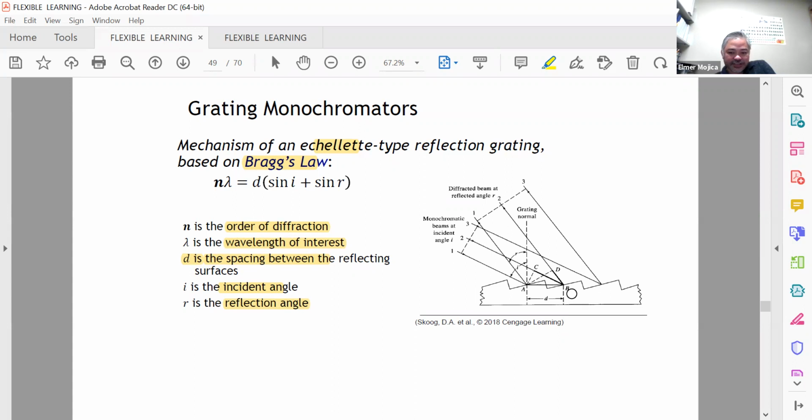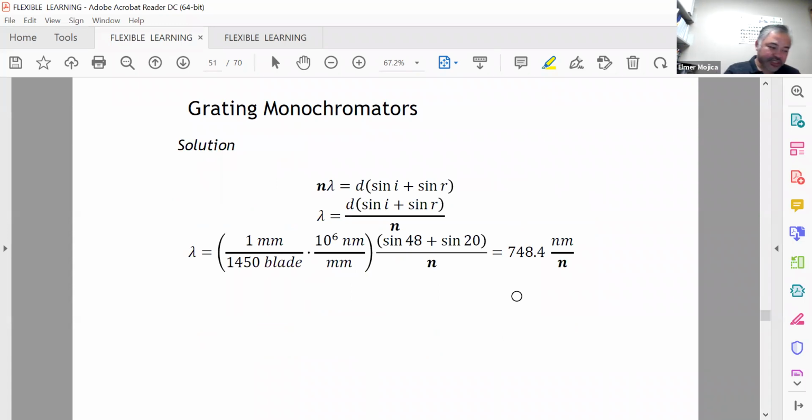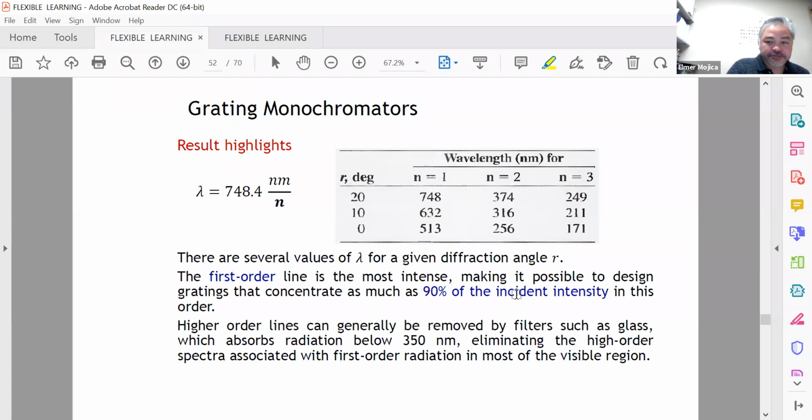So if you're going to look at this, this is what happens here. So there's what we call i, the incident light, and this is the reflected angle, the incident angle and the reflected angle. And we're going to discuss later how to solve problems like this one. Okay. So maybe you can go over this thing.